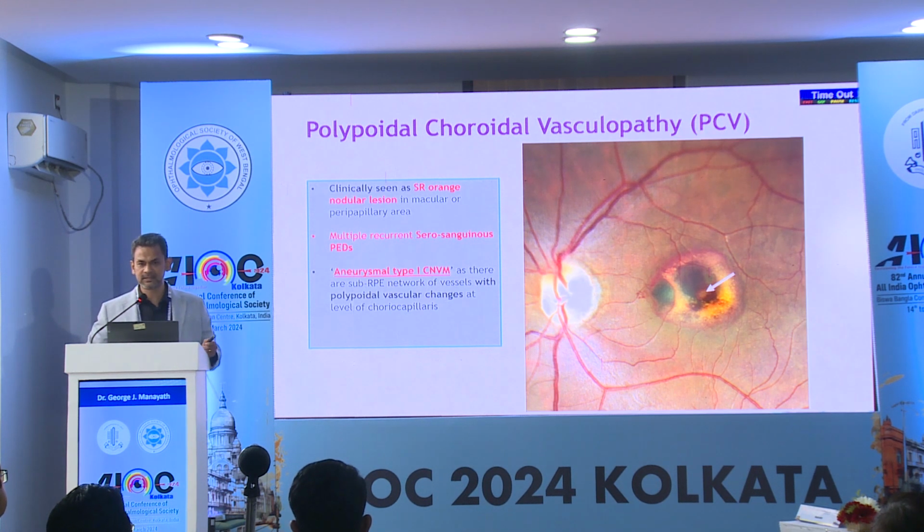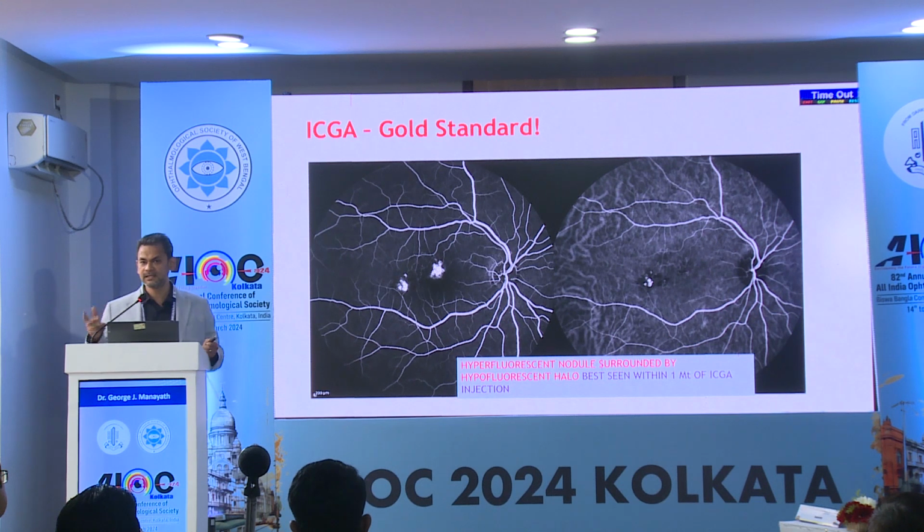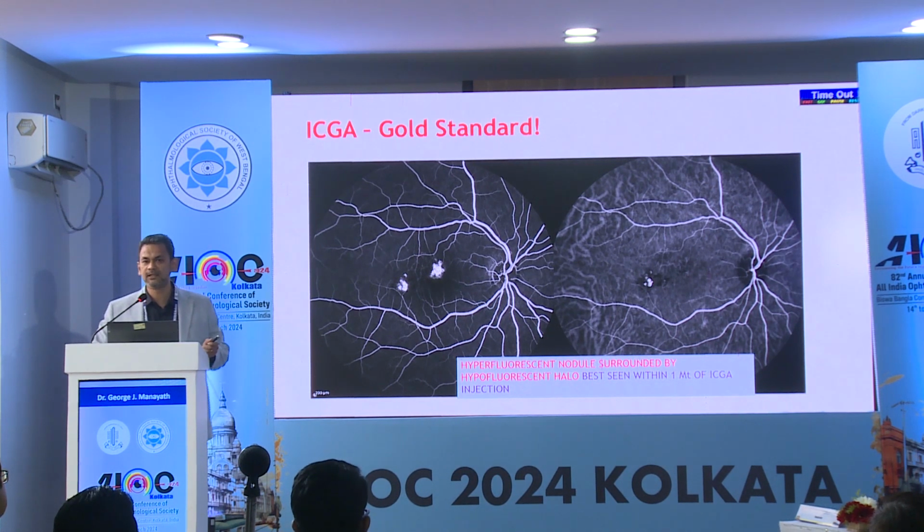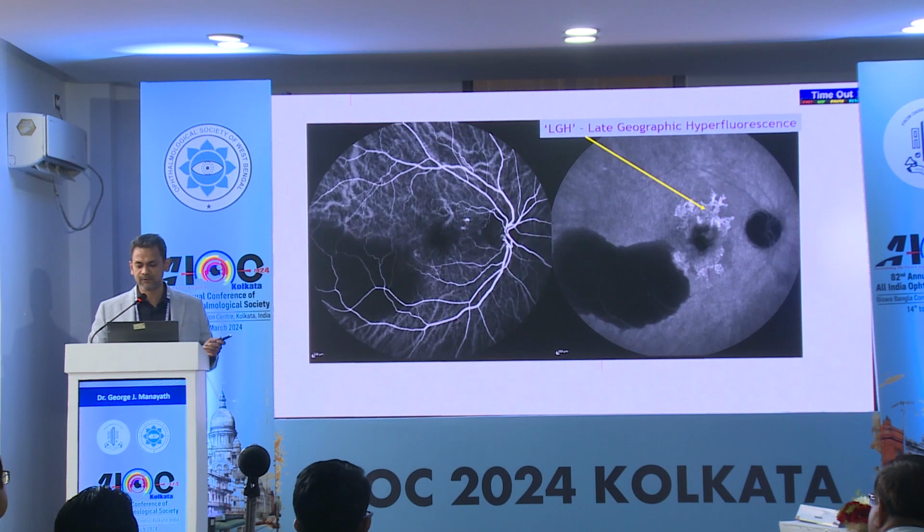You can have serosanguinous PEDs, called type 1 or aneurysmal type 1, and ICG is still the gold standard in imaging, where it shows these hyperfluorescent nodules with a halo of hypofluorescence, best appreciated within the first 1 minute. Unlike the other CNVM, which causes a plaque lesion in the late phase, it is very important to see these nodular lesions in the first 1 minute.